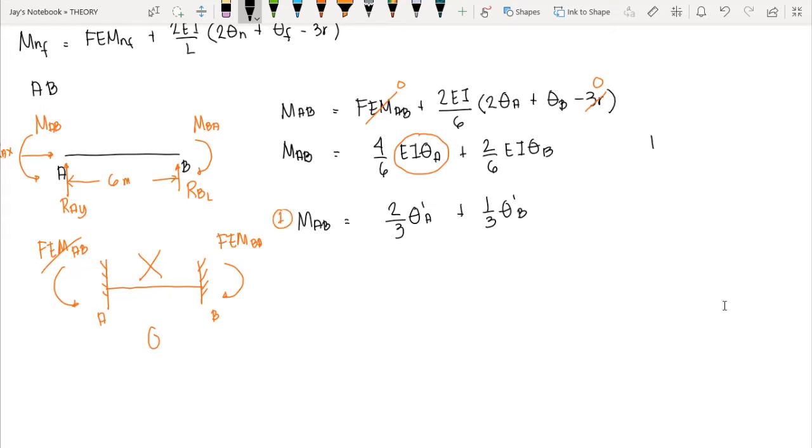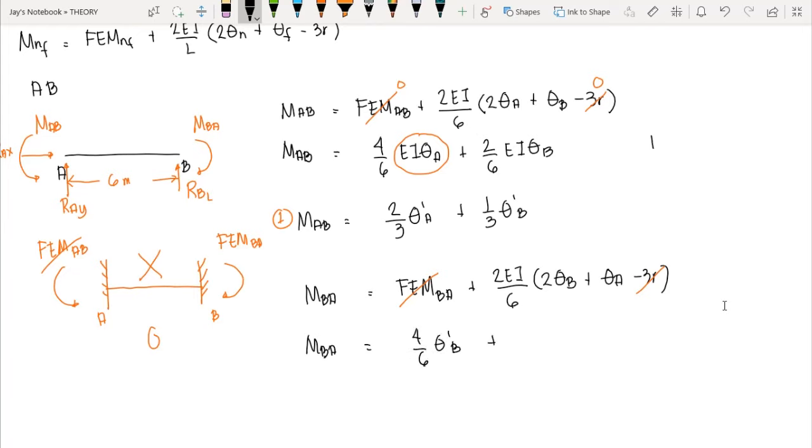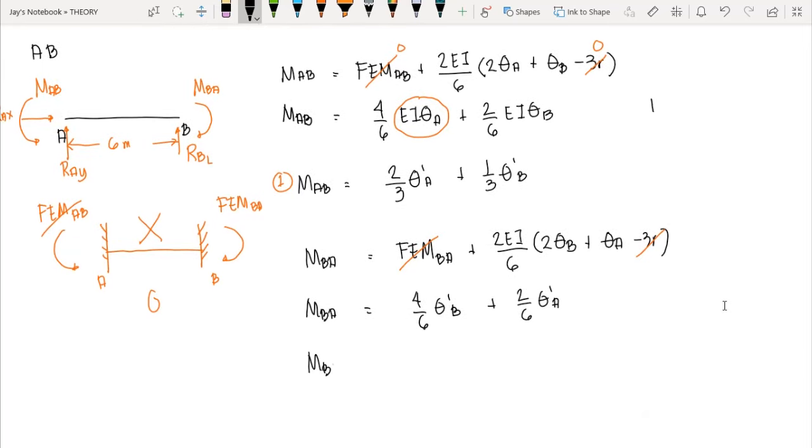Then next we have the moment BA. That means we have the fixed end moment BA plus 2EI over 6 times (2 theta B plus theta A minus 3R). So again, we have 0 fixed end moment and 0 for 3R. That means we have M_BA equal to 4 over 6 theta prime B plus 2 over 6 theta prime A. That means we have M_BA equal to 2/3 theta prime B plus 1/3 theta prime A.